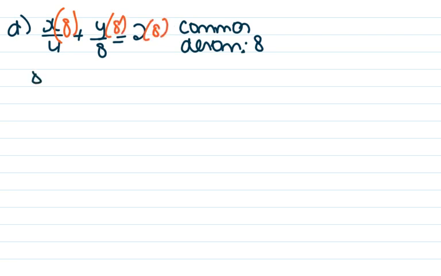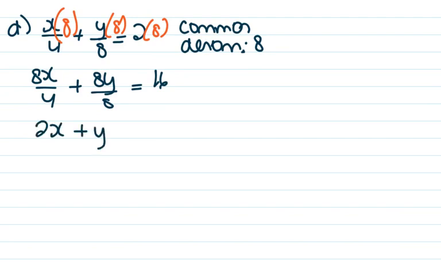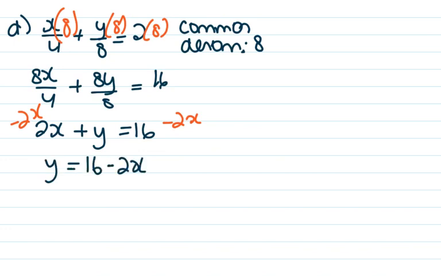Now I'm left with 8x over 4 plus 8y over 8 equals 16. 8 over 4 is the same as 2x, and 8 over 8 is the same as 1y equals 16. Now my goal is to get y by itself, so I'm going to subtract 2x from both sides. So now I have y equals 16 minus 2x.